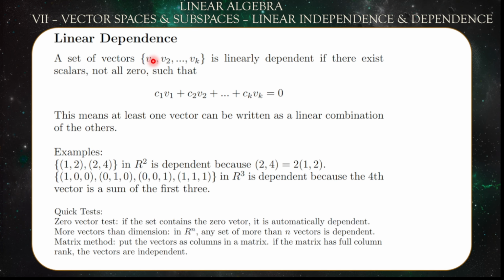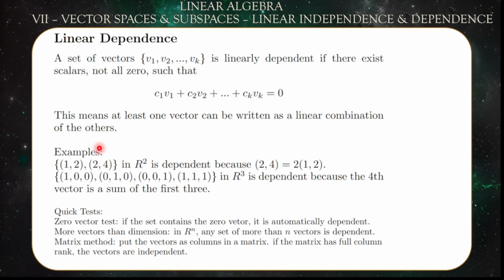Linear dependence. A set of vectors v1, v2, ..., vk is linearly dependent if there exist scalars, not all 0, such that c1 v1 + c2 v2 + c3 v3 + ... + ck vk = 0. This means at least one vector can be written as a linear combination of the others.